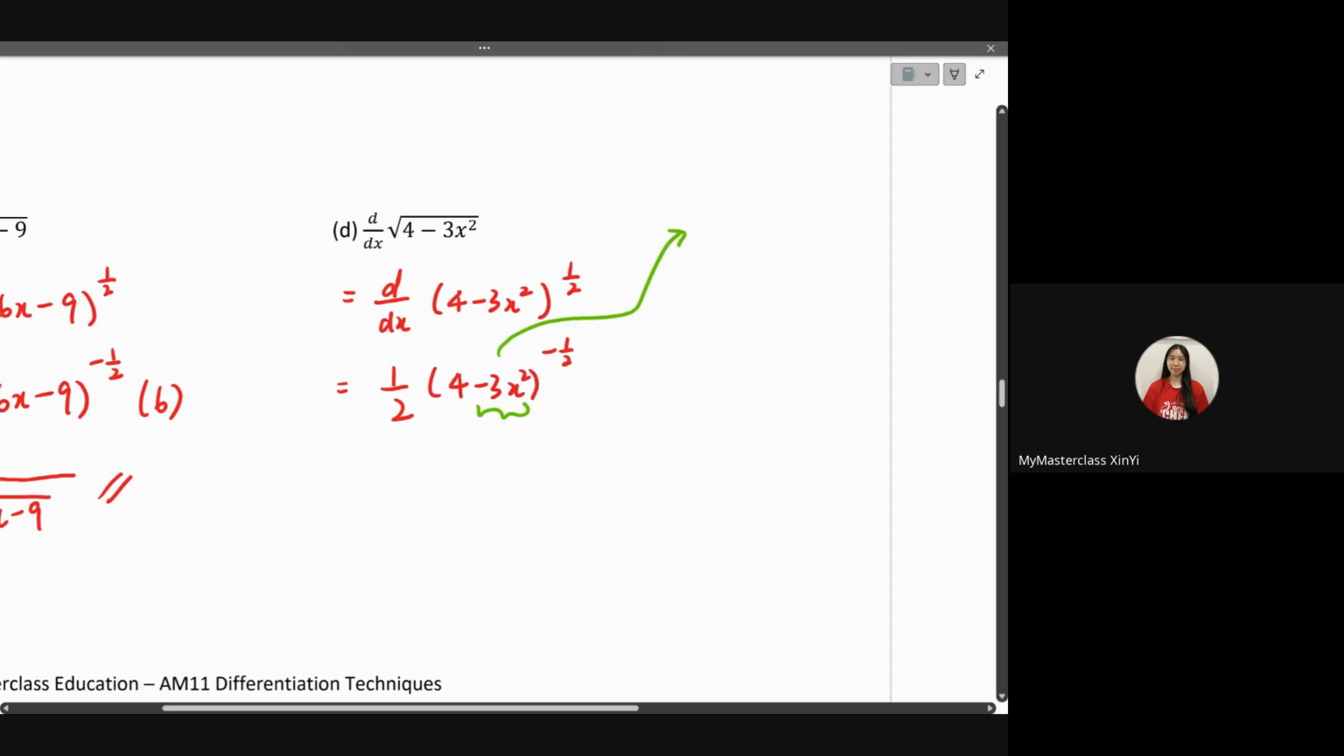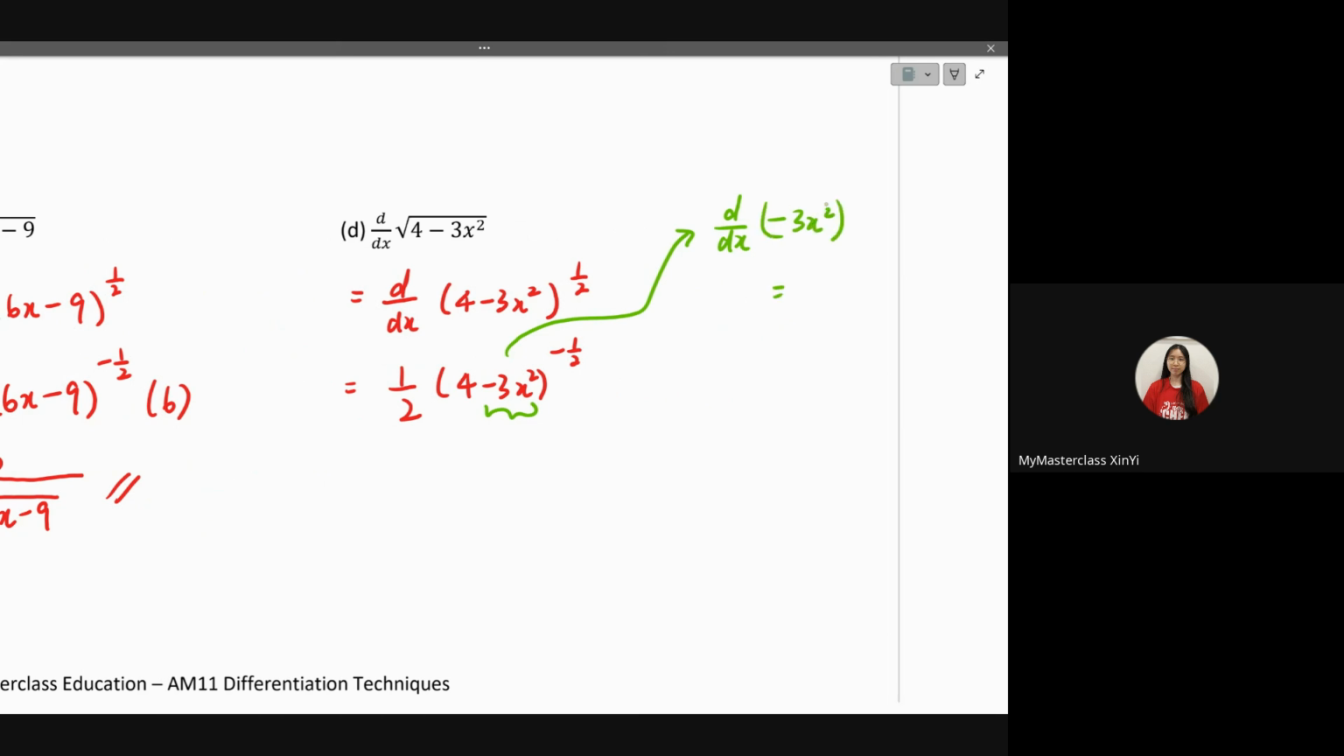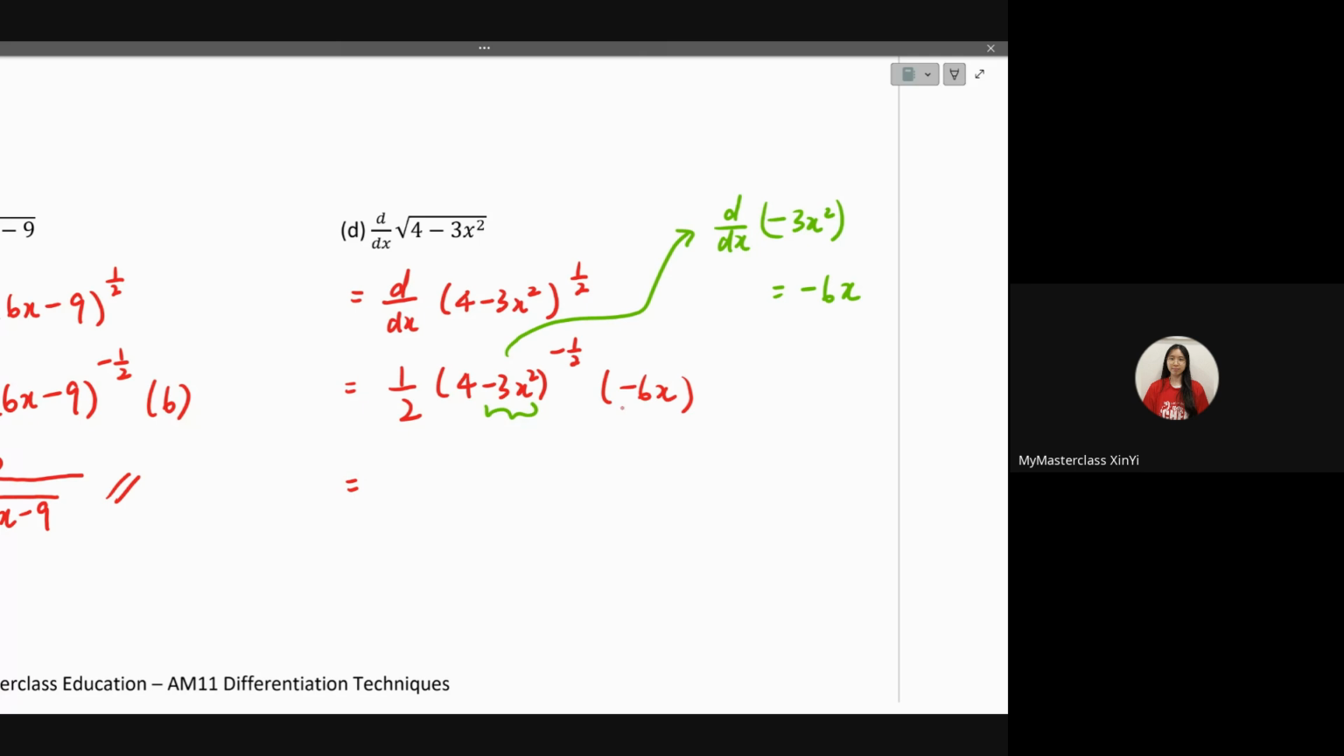When you differentiate just this negative 3x squared, you bring down the power, so negative 6, reduce the power by 1 like this. So therefore you should multiply by a negative 6x when you differentiate the inside. Meaning you need to use the power rule to differentiate the inside part here. Then now you slowly simplify what you can first. Negative 6x divided by 3, you get a negative 3x. Then this one, you put it down at the bottom. So it becomes square root of 4 minus 3x squared.